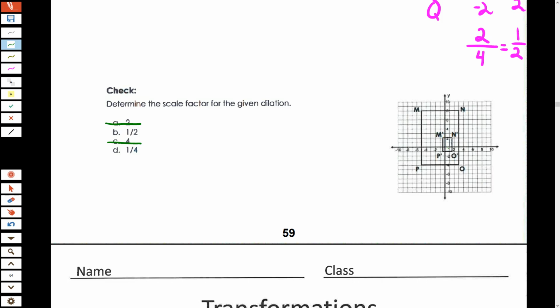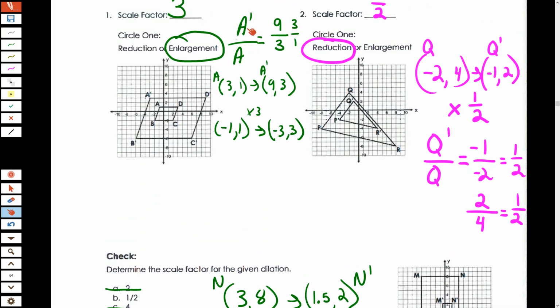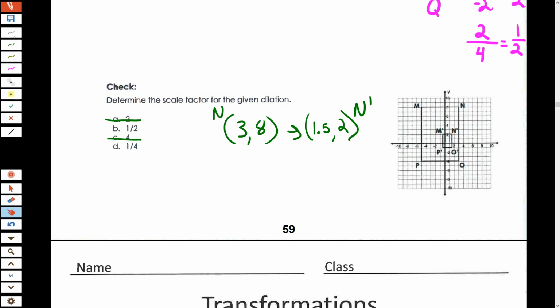So let's write the point N. N looks like it goes 3, 8 is my point N. And it turns into, and this one is kind of hard to tell, 1, 1.5, so I'm going to say 1.52. All right, because I'm working with decimals, I may want to actually use my second method. So let's go ahead and use our scale factor and put our ratio and put A prime over A. Or in this case, we're going to put N prime over N.